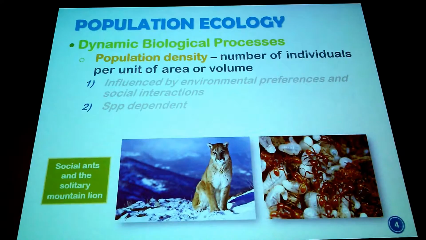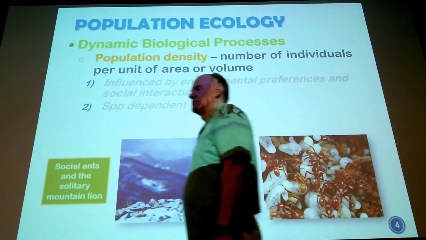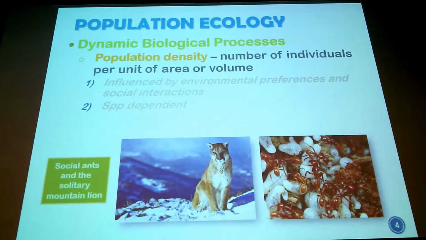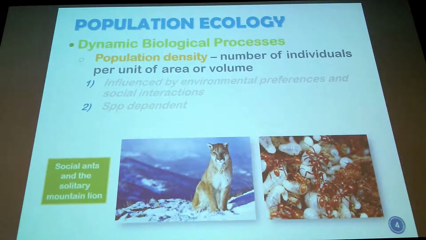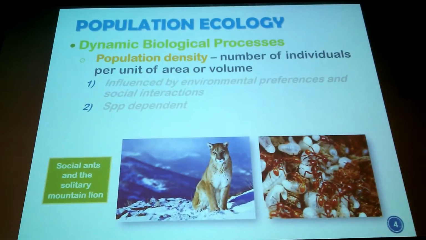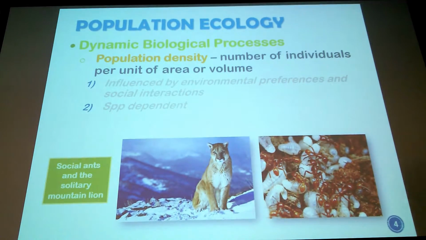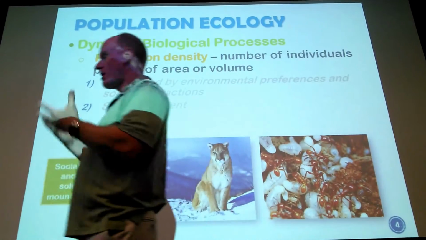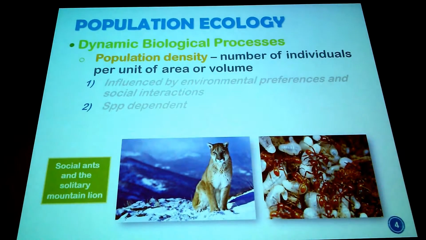Population density: number of individuals per unit area or volume. This is entirely species dependent. Influenced by environmental preferences and social interactions. If you look at ants, they are a societal insect. They have the queen that does all the breeding, and most of the rest of the ants work to serve her. They've got the workers, the drones, the guards, all these things that help protect the queen and basically the colony. So you need lots of ants to do all this. You could look in your yard and find probably millions of ants within your yard. But I bet you don't find any mountain lions in your yard.